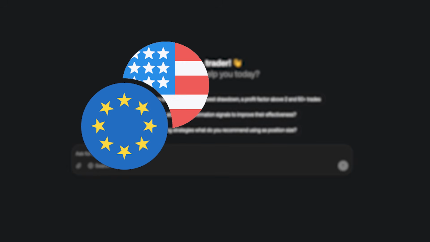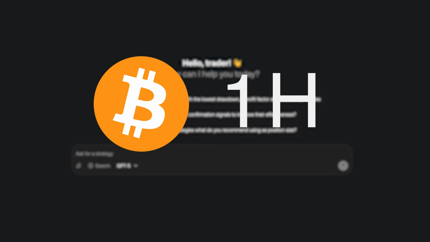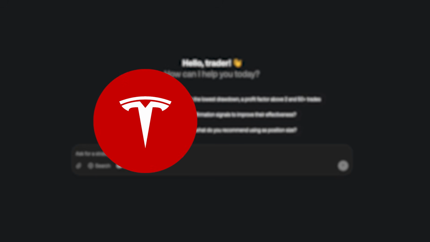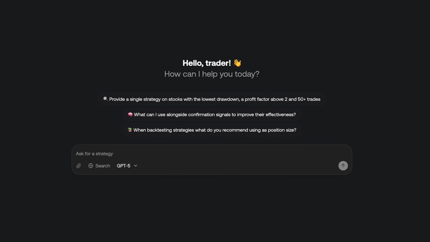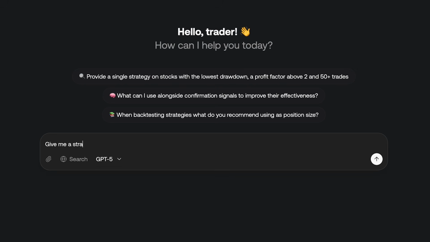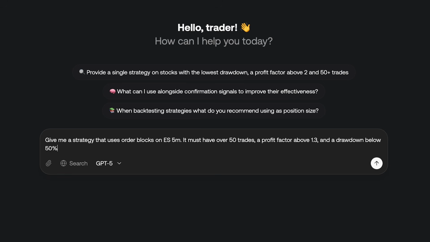This could be something like Euro-Dollar on the 1-hour timeframe, Bitcoin on the 1-hour timeframe, or a major stock on a lower intraday timeframe. Start by thinking about the specific metrics and trading style you want your strategy to follow. For example, let's say we're looking for a price action strategy that uses order blocks on the ES 5-minute timeframe. We'll also specify that it must have over 50 trades, a profit factor above 1.3, and a drawdown below 50%.